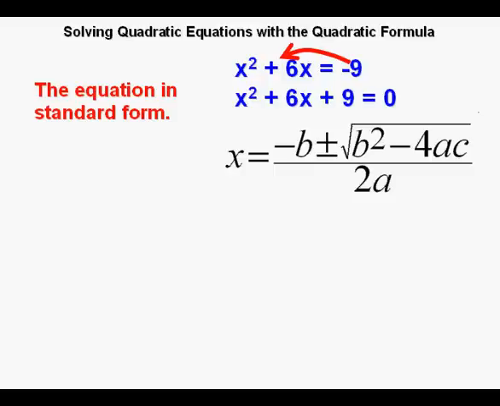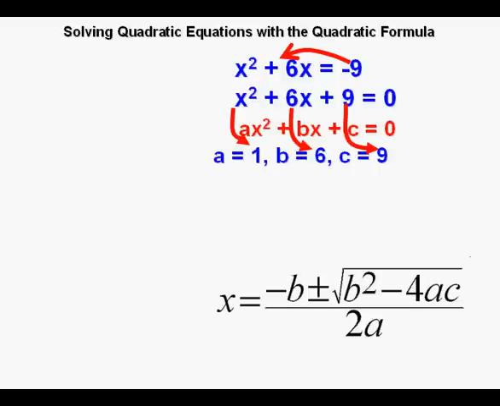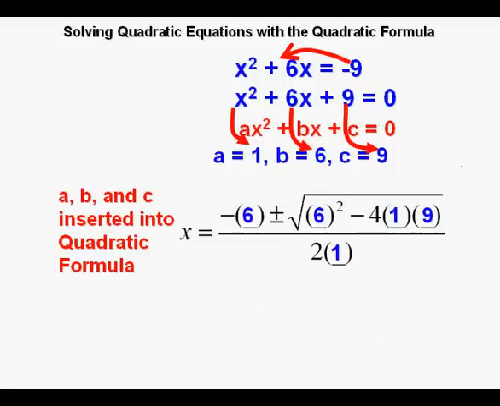And we next identify the a, b, and c from the standard form of the quadratic equation. The a equals 1, b equals 6, and c equals 9. We place the numbers for a, b, and c into the correct places of the quadratic formula.